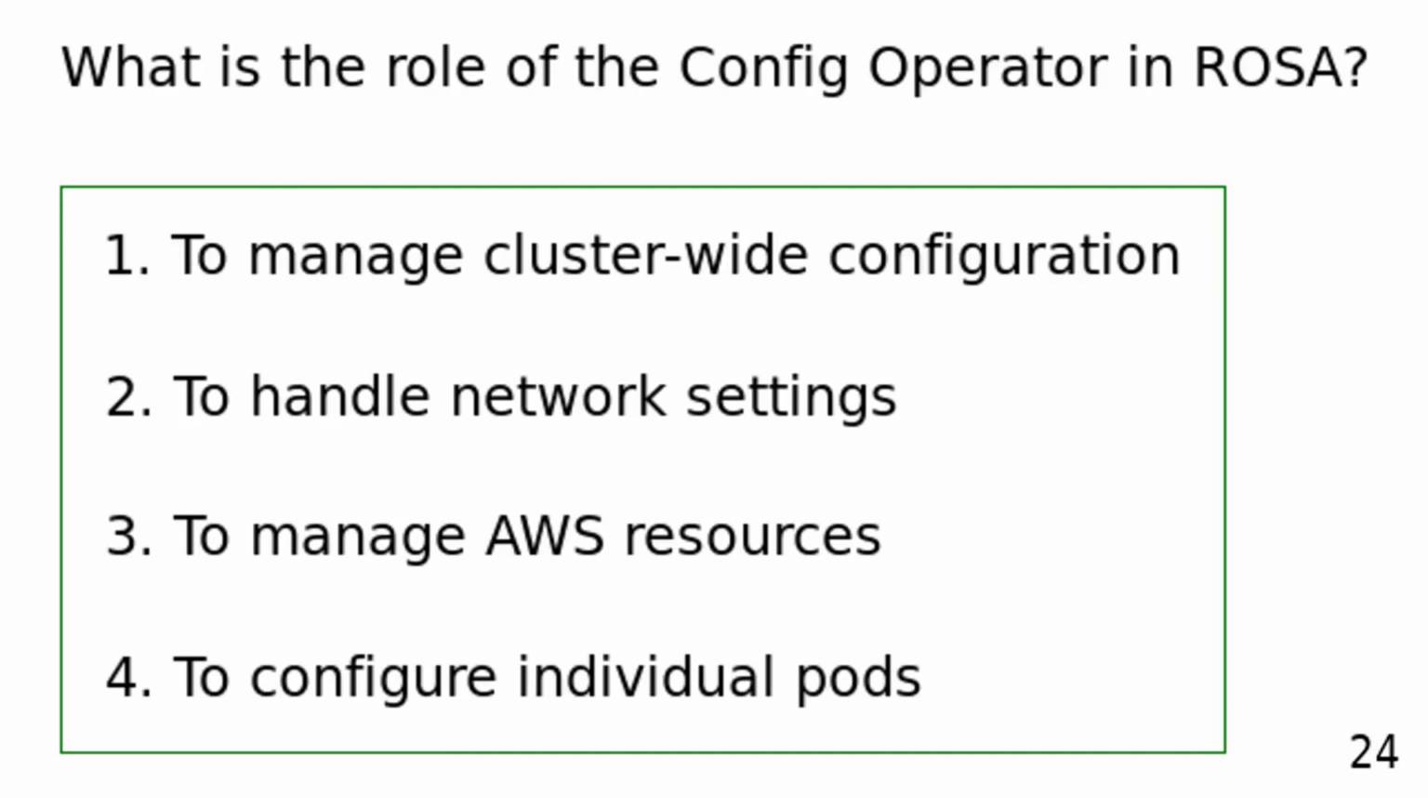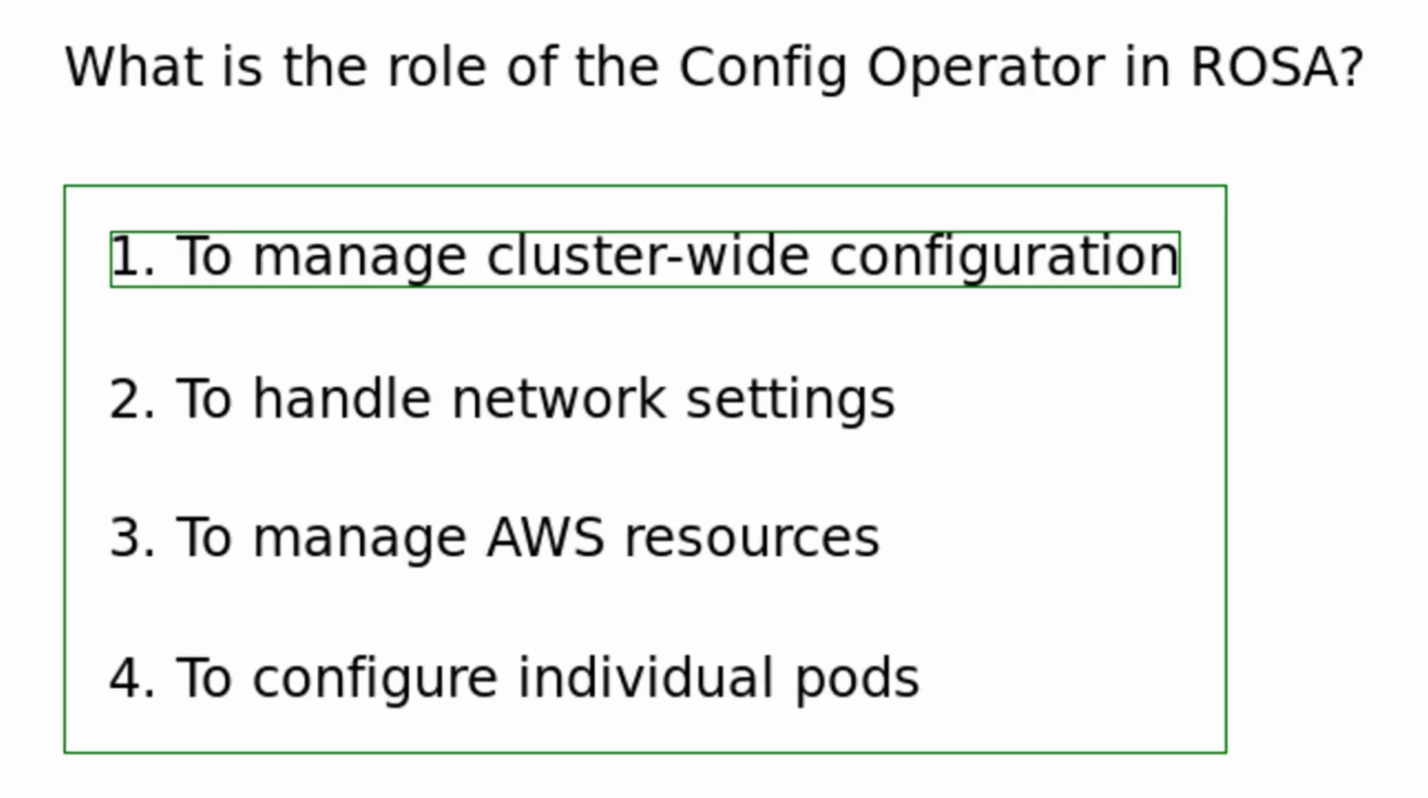What is the role of the config operator in ROSA? To manage cluster-wide configuration. To handle network settings. To manage AWS resources. To configure individual pods. The config operator in ROSA manages cluster-wide configuration, ensuring consistent settings.